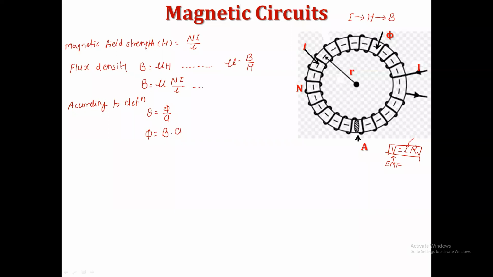आता या इक्वेशन मध्ये मी B ची व्हॅल्यू इक्वेशन 1 वरून पुट करतो. Phi is equal to mu NI upon L into A. Is it right? Now, as we know that this mu, can I write it down like that? Phi is equal to mu 0 mu r NI upon L into A, because we already discussed that mu is equal to mu 0 into mu r.